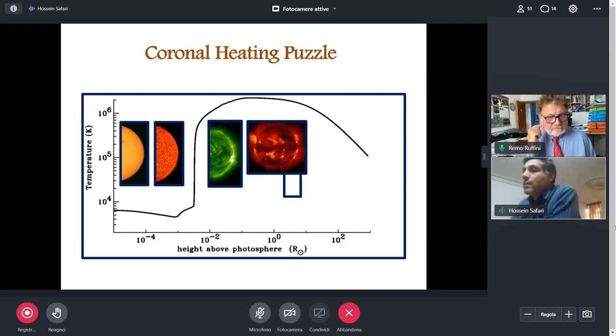The coronal heating puzzle is a vexing puzzle from 7 decades ago. As you know, the temperature at the solar surface, at the photosphere, is about 6,000 degrees, and it steadily increases up to several million kelvins at the corona. For this problem, there is no definite solution, but many mechanisms have been proposed, such as acoustic wave heating, ultrasonic wave heating, fast and slow magnetoacoustic wave heating, and also current sheet dissipation proposed by Parker. But there is no exact solution.